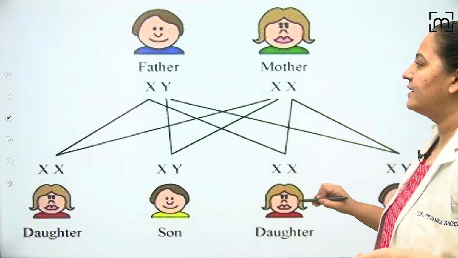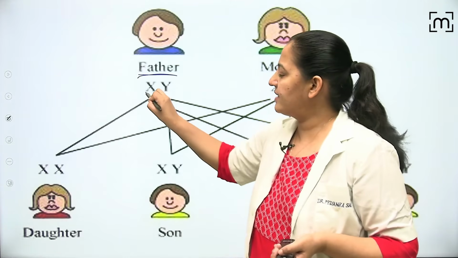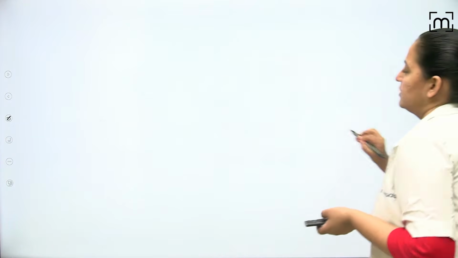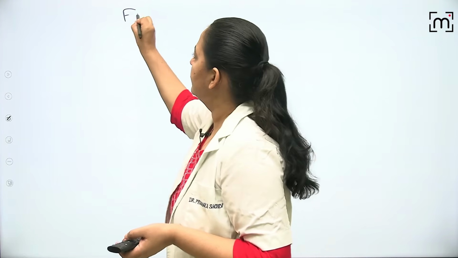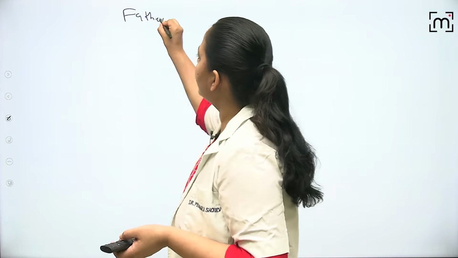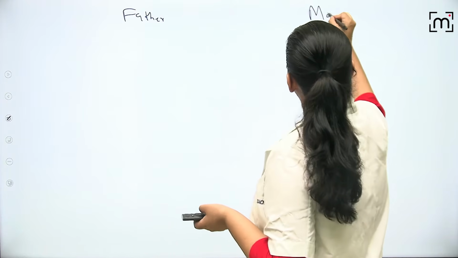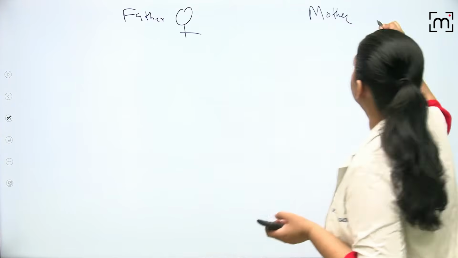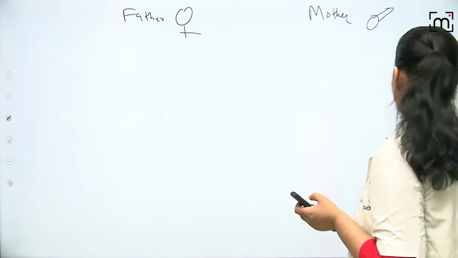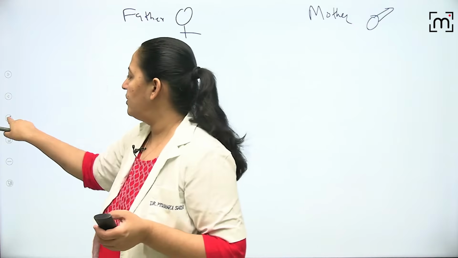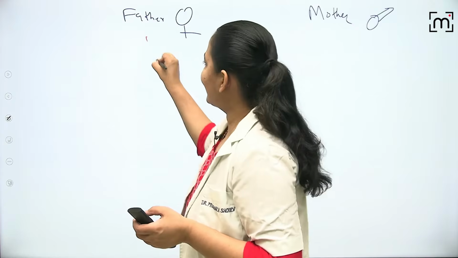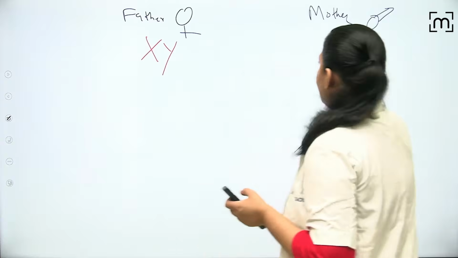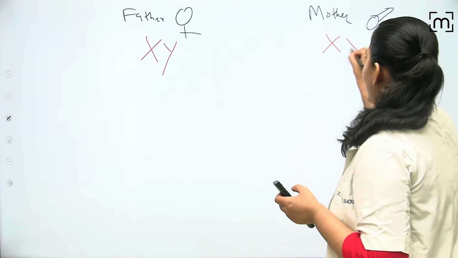So you can see, this is the father. Father is having XY. Okay, I will draw it for you. So this is the father of the child. This is the mother of the child. Father is male and mother is female, right? Now in the father, it is XY. I'm writing only the sex chromosomes, not the autosomes. And in the mother, it is XX.